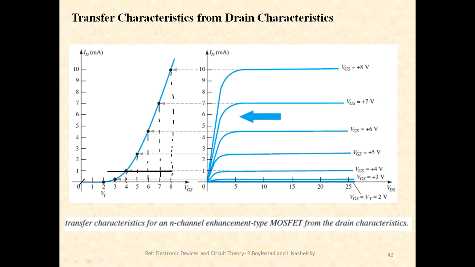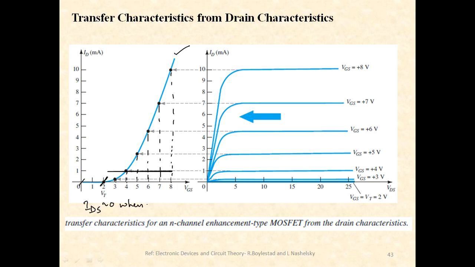I am just joining the corresponding lines so that the points where they coincide, I can plot the graph. So when I plot it, I'll be getting the graph like this. Now one important point here is till VGS equals 2 volts, the current is almost 0.